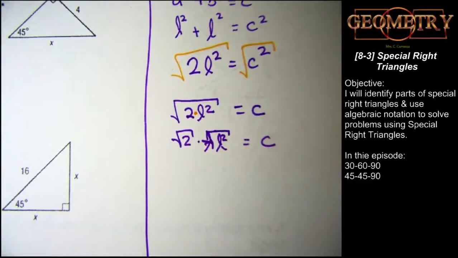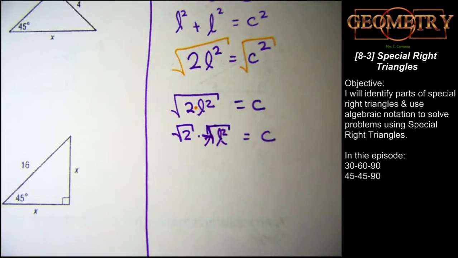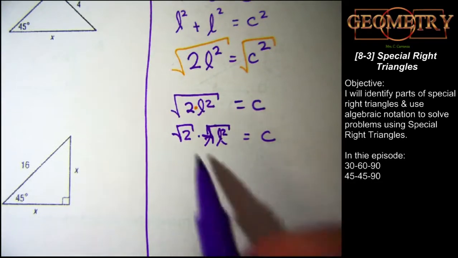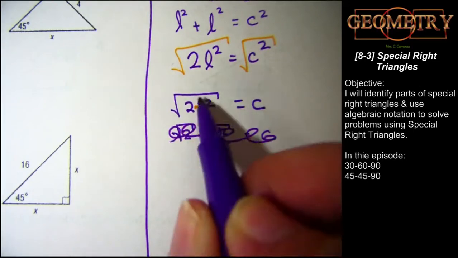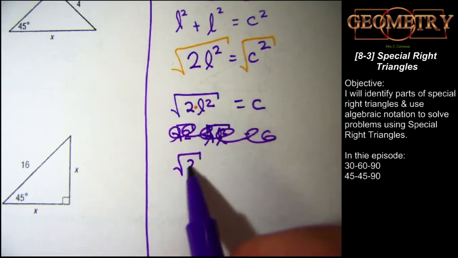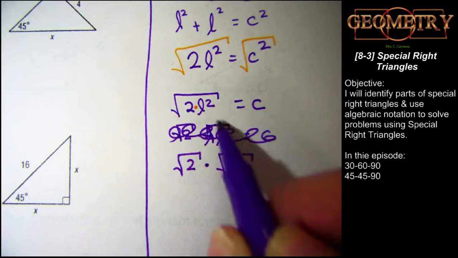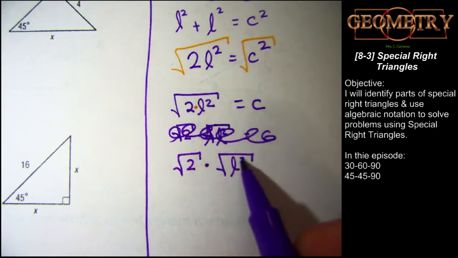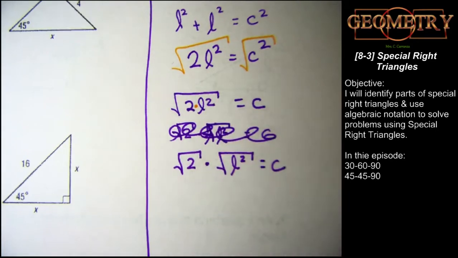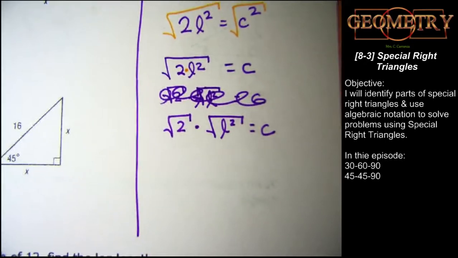Do you want me to just rewrite that line because it's messy? Because it looks weird? Yeah? Okay. So I'm breaking it here. I end up with the square root of 2 times the square root of L squared. Okay, that's much cleaner. Nothing I can do about square root of 2. Not going to turn it into decimal. Going to leave it as square roots.